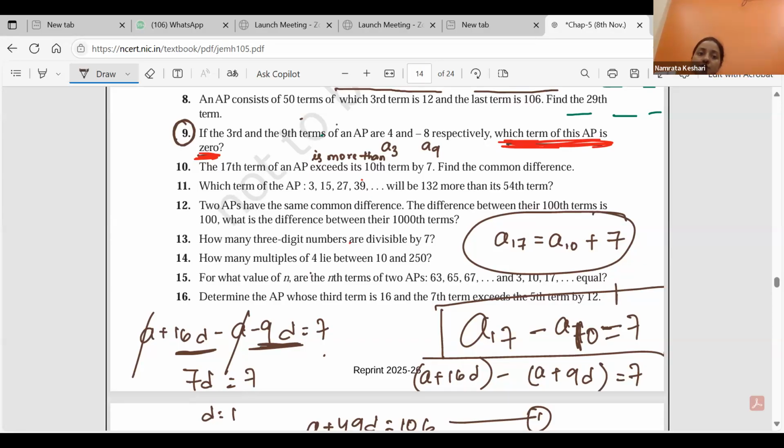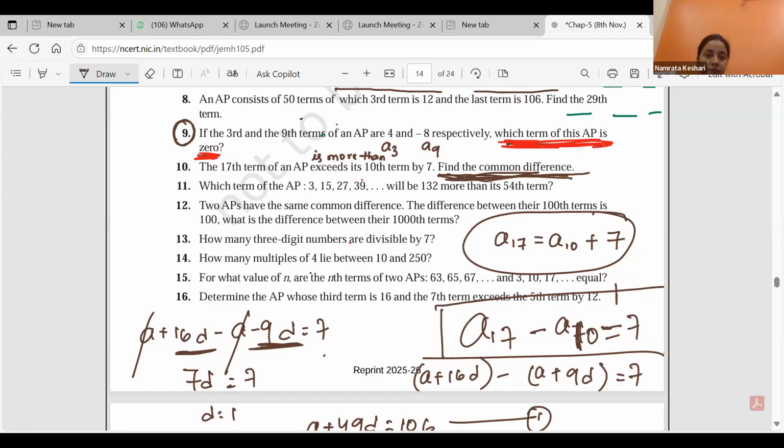Why was such a case given to us? We just wrote according to the question, a17 minus a10 is equal to 7, and from there we ended up getting the d value. Can you see that? Yes, ma'am. And the question is asking to find the common difference. Can you see how simple this question is? Easiest question. Yes or no?